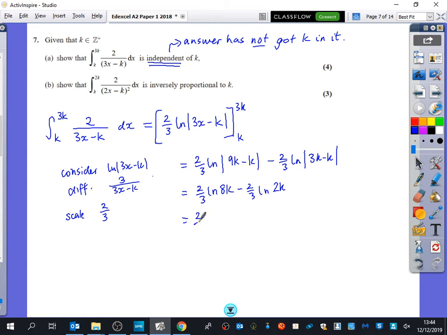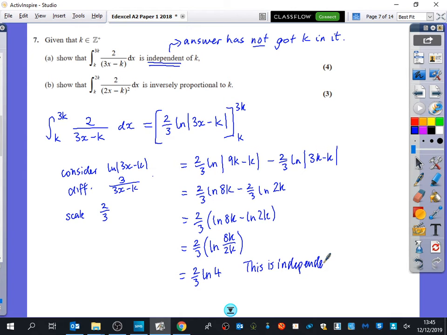So I can take a factor of 2 over 3 out. That's ln of 8k minus ln of 2k. And by log laws, we know that this is the same as the ln of 8k over 2k. The k's are going to cancel, and you get 8 over 2, which is 4. So you get 2 over 3 ln 4, and you can say this is independent of k, because there's no k in the answer that we've got for that one.